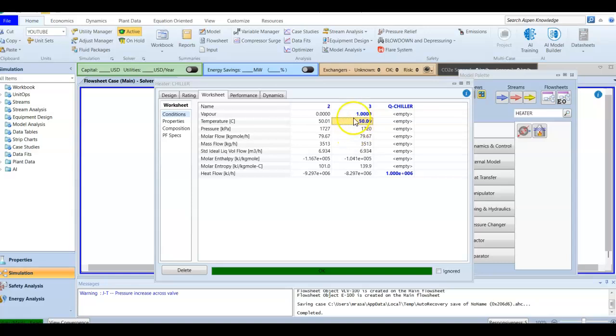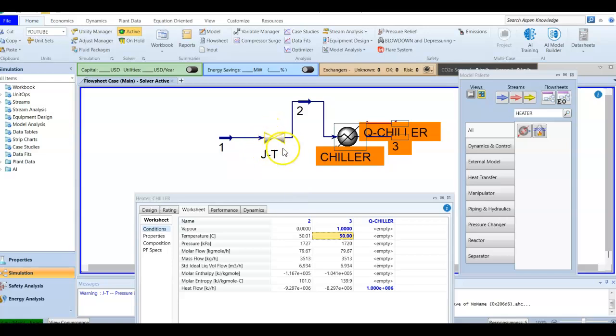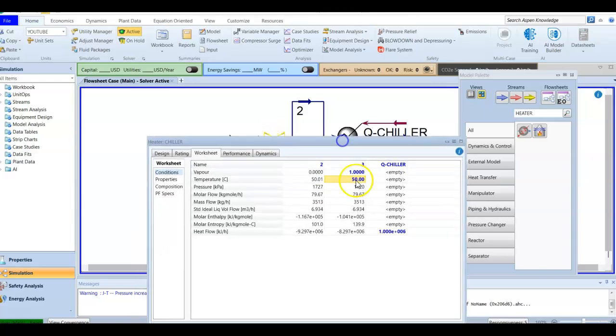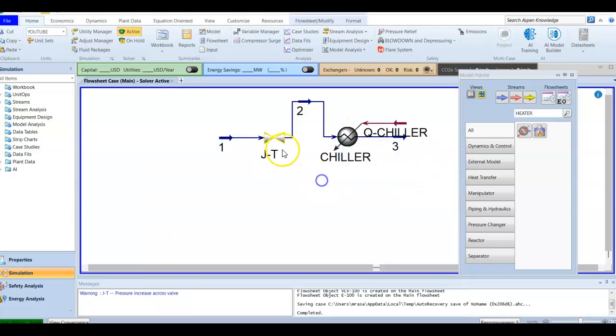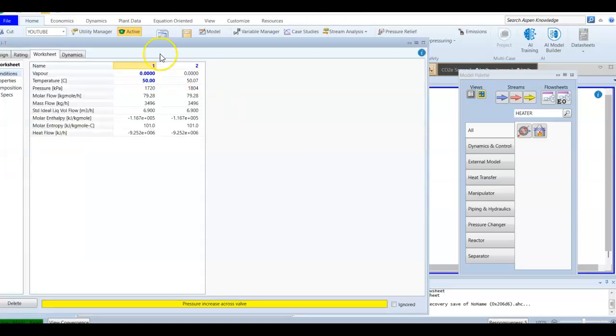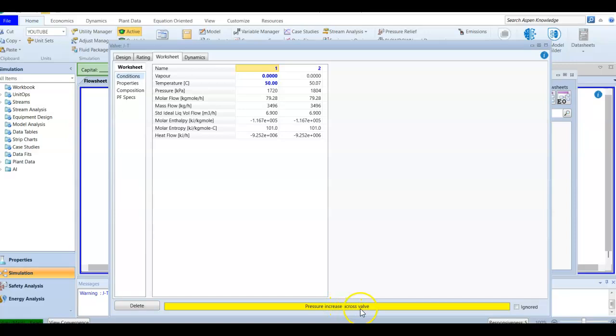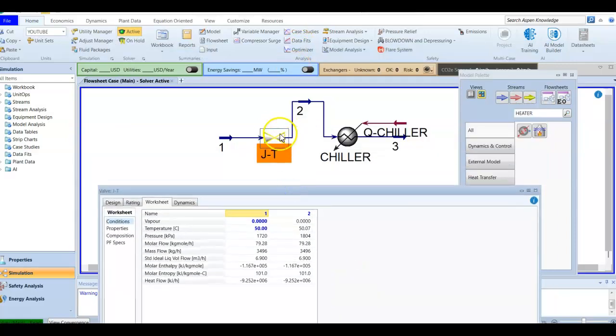So after adding these two pieces of information, we will find our simulation will be solved, and it will also be back calculated. Here this one is not totally converged, so I want to check this one, because I assumed that the temperature will be 50. So maybe I increase this one a little bit, like 52, and okay, it's solved, but still we have a pressure problem over here. So if we open this one, pressure increase across valve. This one is a Joule-Thomson valve, which is responsible for lowering the pressure.